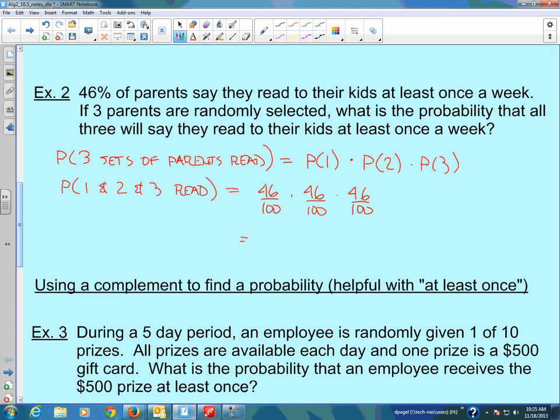And this would simplify to about 0.097 after we multiply that all out. Make it a decimal number. So there's that probability that those independent events will happen.